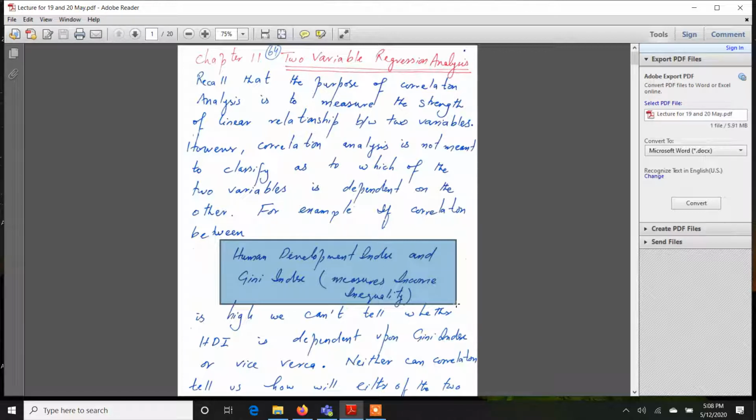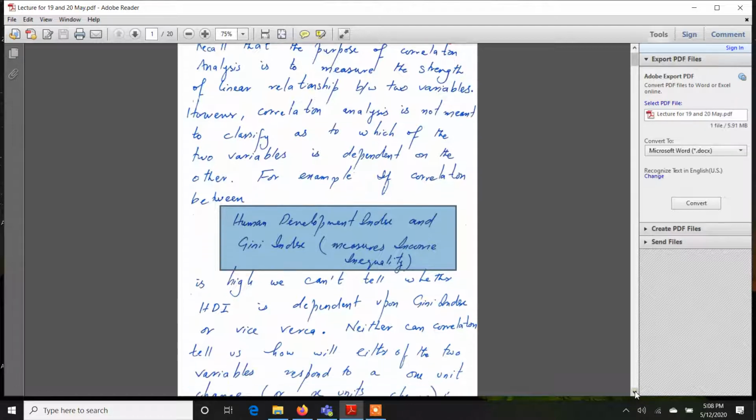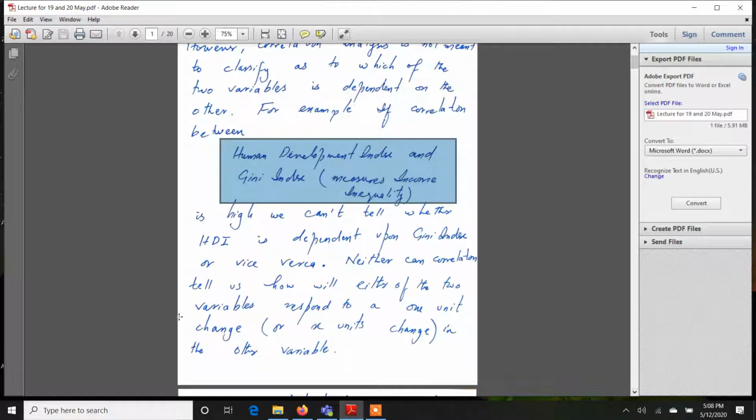So correlation just tells you that there is some association between the random variables. But correlation cannot tell us which of the two variables is dependent upon the other. And it also can't tell us, for example, in this dietary intake example, if your choice changes, what will be the impact on the choice of your sibling? Correlation cannot answer that type of question.